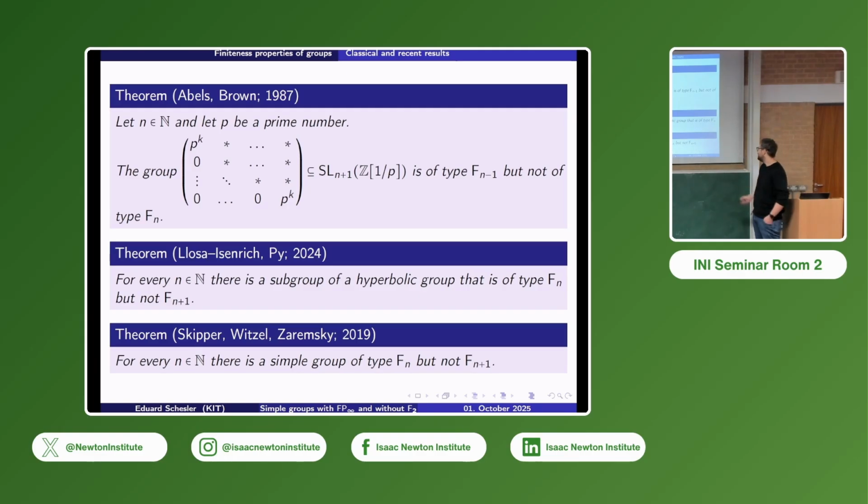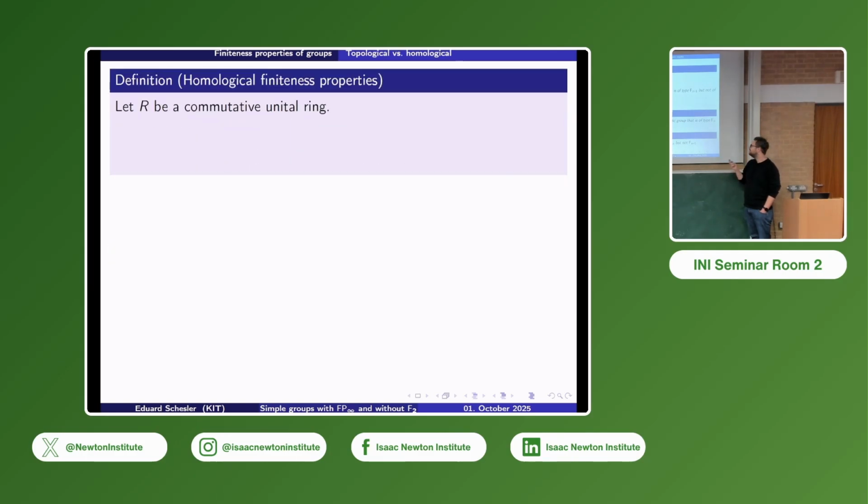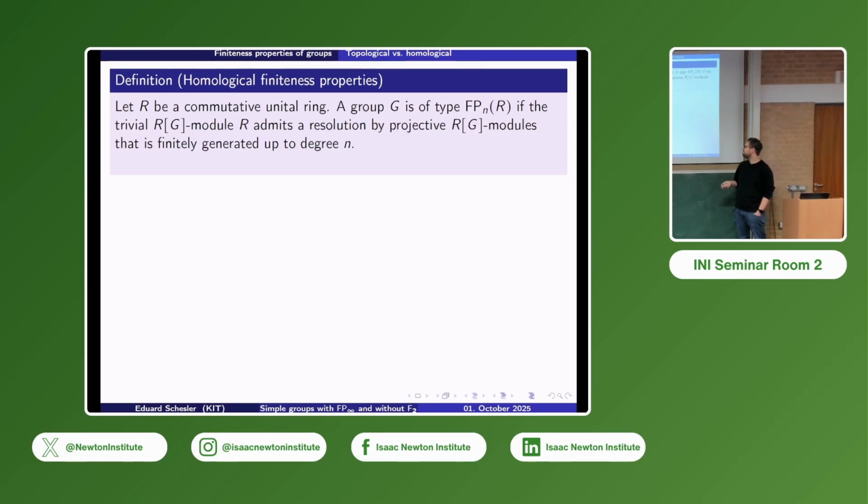Decide yourself. But what is definitely still exotic is the case where we replace Fn by the homological finiteness properties. Here we have a commutative unitary ring R, and the group is of type FP_n(R) if R, regarded as a trivial RG-module, has a resolution by projective RG-modules that are finitely generated up to degree n. And again, FP infinity means FP_n(R) for every n.